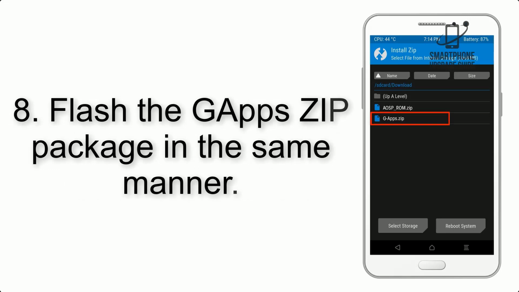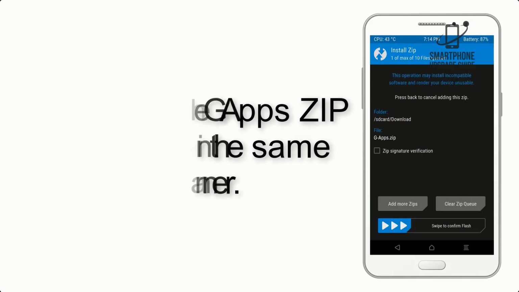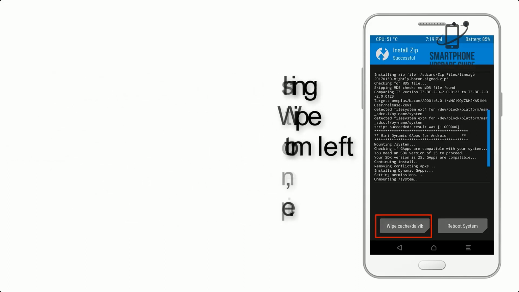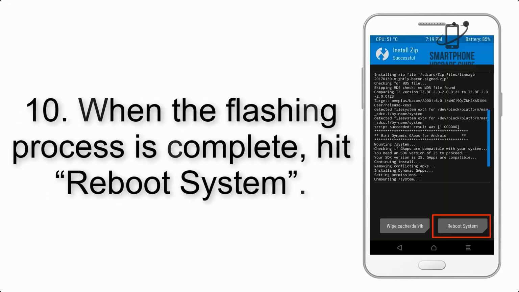Step 8. Flash the GApps zip package, in the same manner. Step 9. After GApps flashing completes, select Wipe Cache and Dalvik from the bottom left side of the screen, and swipe to wipe. Step 10. When the flashing process is complete, hit Reboot System.